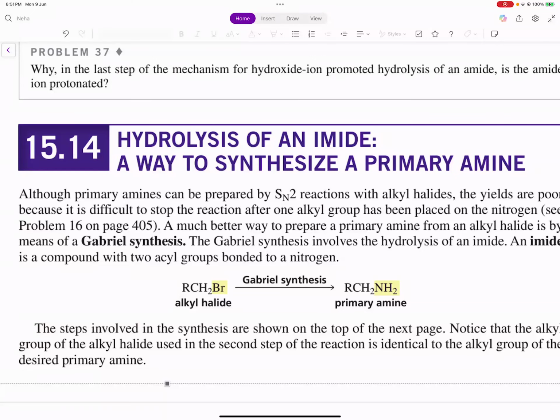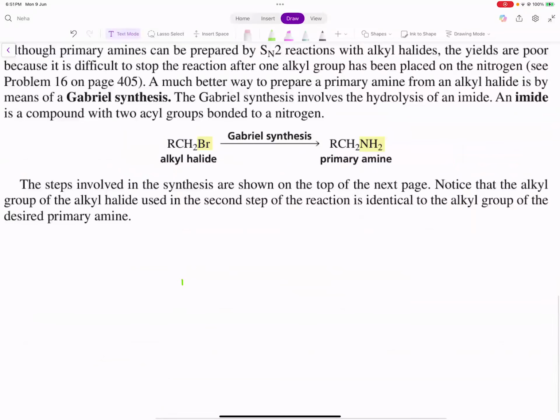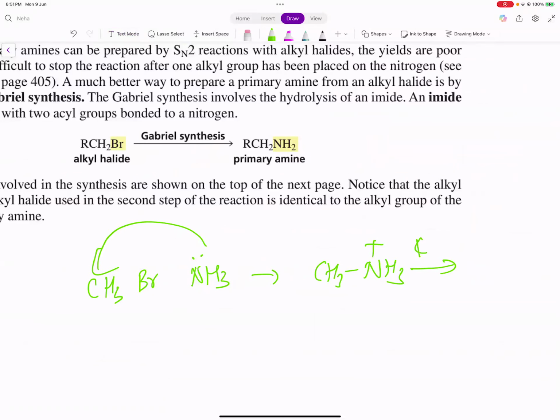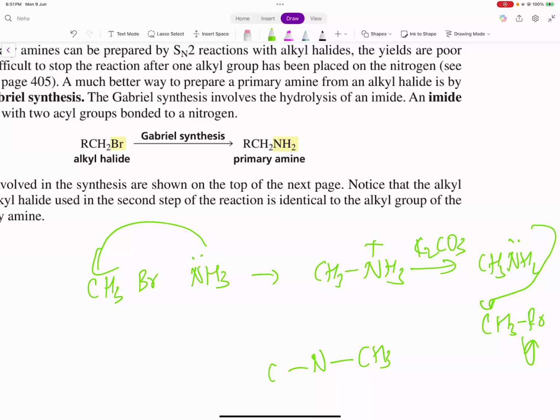Here, what happens is like this. If I simply treat CH3Br with say NH3, first it will attack, then till here I'll get CH3NH3 plus. In the presence of K2CO3, this is a mild base, I'll get CH3NH2. Now this will again attack CH3Br, and this keeps on happening until we get this quaternary ammonium salt, plus and Br minus. Okay, you can revisit it. So it is not very easy to form.